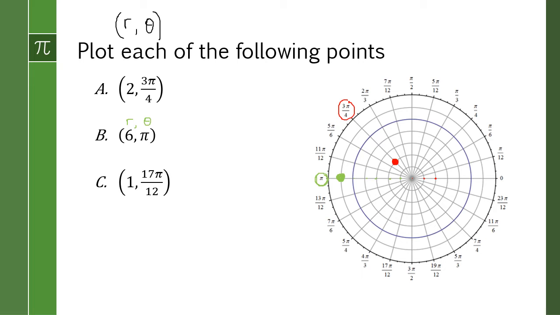If I wanted to graph 1 comma 17 pi over 12, that means that I'm going towards the angle 17 pi over 12, and I am going a radius or a distance of 1 unit in that direction. So that would be the point 1 comma 17 pi over 12.